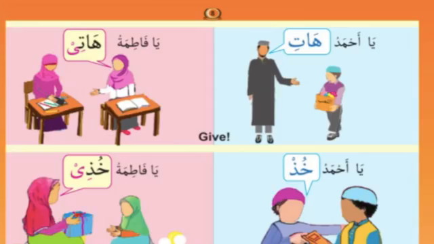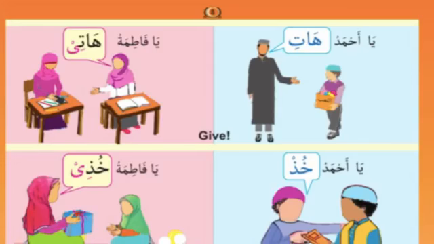All right. So please notice again, when you want to command a boy or a male or a man to give, you say hati, without ya at the end. When you want to command a female or a girl or a woman to give, you say hati, give also, but for female. All right. And let's move on to the next one.